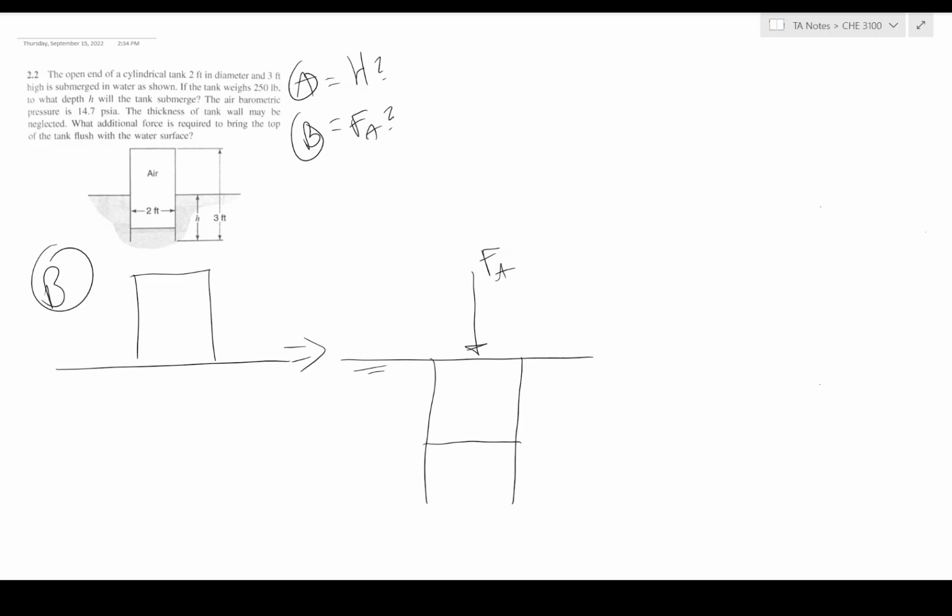This is our water. This is our P1 again. This is our PATM, call it P naught. This is our new volume, and this is a new P2 within the container. So again, we're going to do a free body diagram.